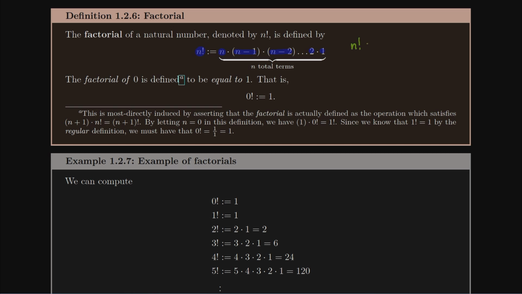So n factorial is defined by n multiplied by every natural number smaller than it. So the way I've written it here, n minus 1, n minus 2, I'm just reducing the natural number all the way down to 2 times 1, so until I run out of natural numbers. There's this little extra caveat that we have to define the factorial of 0, because it's a useful factorial to include. We don't have factorials of negative numbers, but we do often work with the factorial of 0. So the factorial of 0 is defined to be equal to 1.